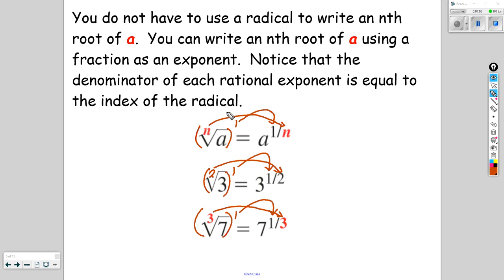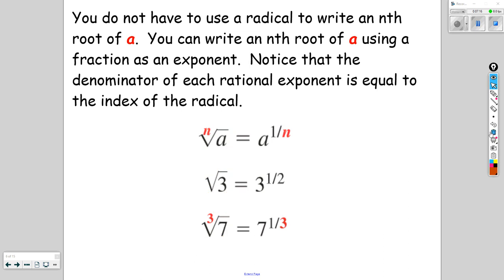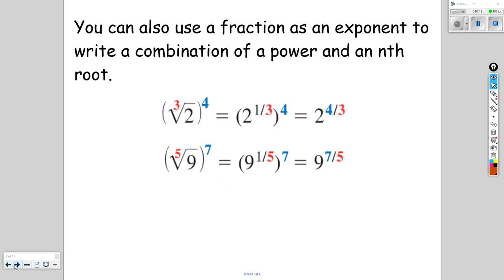So whatever power it's being raised to goes on top of the fraction. Whatever the index is goes in the denominator of the fraction. And that's how we're going to rewrite these. We're going to just practice rewriting these, and this is going to be really quick. Like I was saying before, the cubed root of 2 is just 2 to the 1/3, and then using our rules for exponents, we know that when we have a power to another power, we multiply those exponents, so we would get 2 to the 4/3 power. That just allows us to cut to the chase and get right to rewriting this expression.